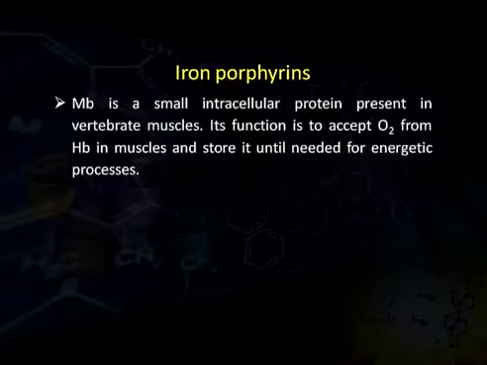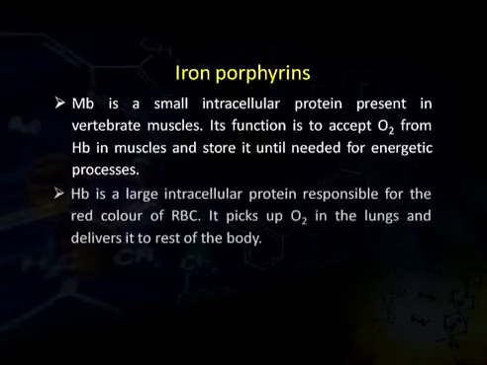Myoglobin is a small intracellular protein which is present in the vertebrate muscles. It is present inside the cell, therefore, it is called intracellular protein. Its function is to accept oxygen from hemoglobin in muscles and store it until needed for the energetic processes.